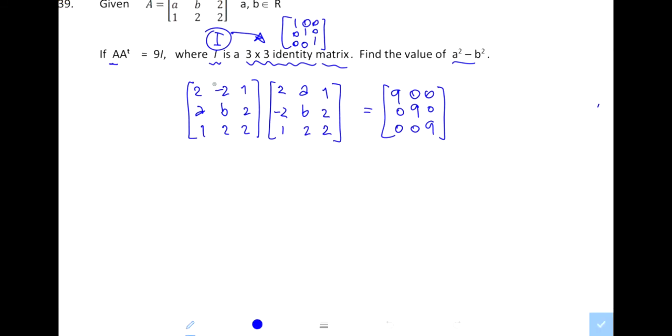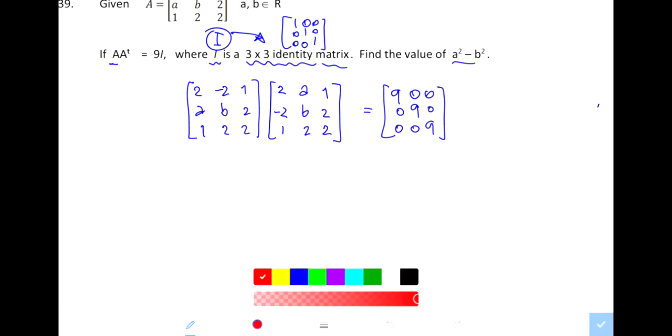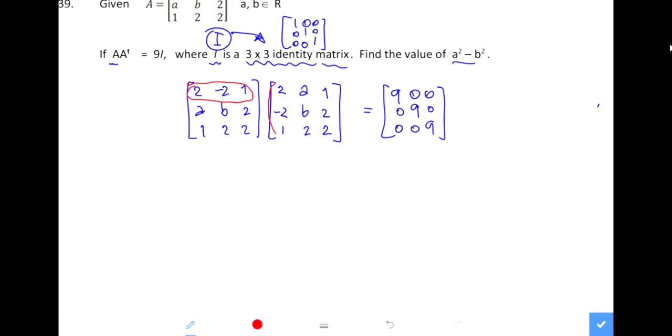Okay, so if I want to get A and B, I have to do something with it. Let me ask you, this one. If you multiply this one to this one, you will get for sure this number 9, because number 9 is something that you get from row 1 multiplied with column number 1, right?